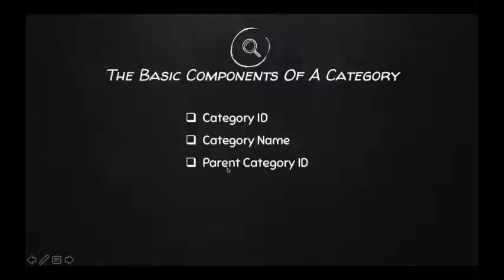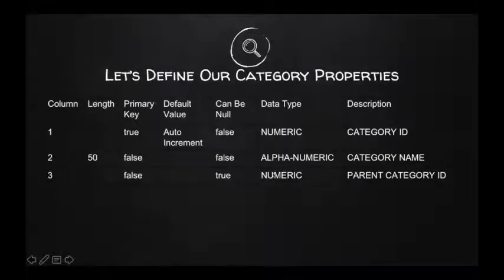All right. Now we're going to jump into the basic components of a category. So previously, we mentioned that we need a category ID, a category name, and a parent category ID. The parent category ID can be blank if this particular category is a parent category. But if the category is a child or a subcategory of another category, then it will contain a parent category ID.